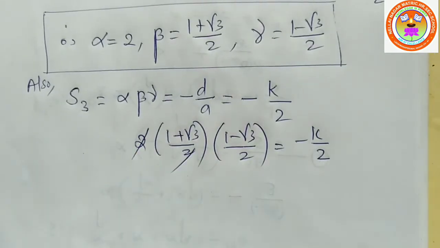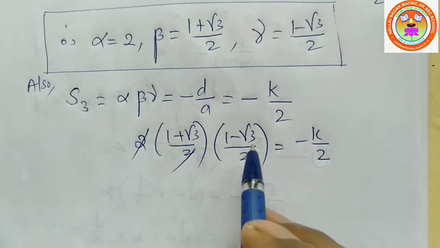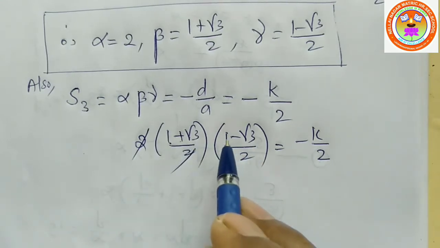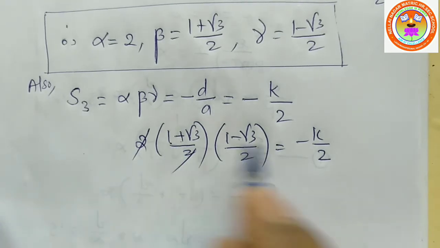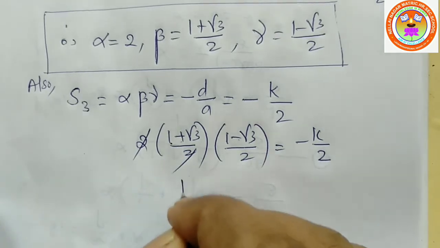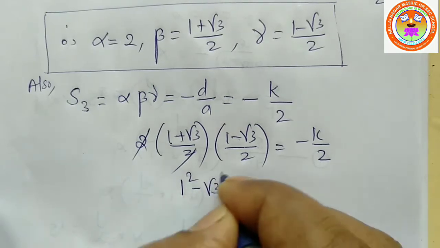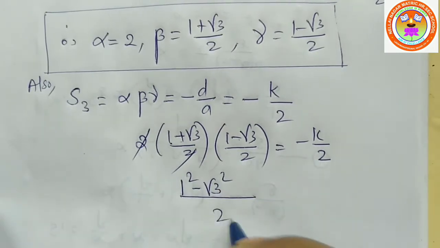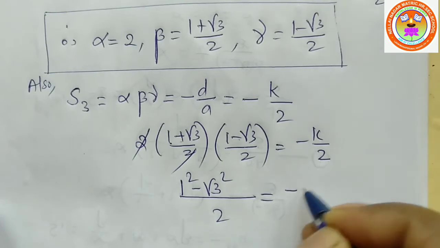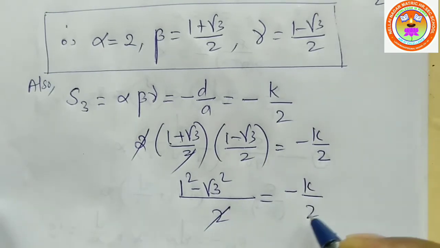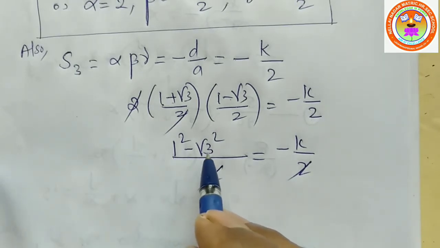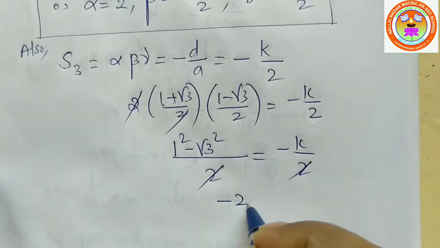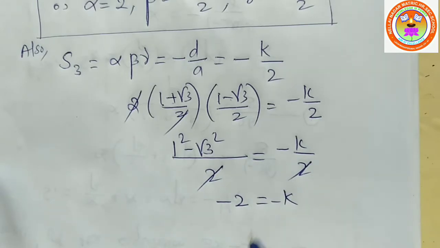The 1, 2 and 1, 2 get cancelled. See, it is in the form (a plus b) into (a minus b), which is a square minus b square. That is 1 square minus root 3 square, divided by 2, equal to minus k by 2. This 2 and this 2 get cancelled. 1 square is 1, root 3 square is 3. So 1 minus 3 is minus 2, which is equal to minus k. So k is equal to 2.